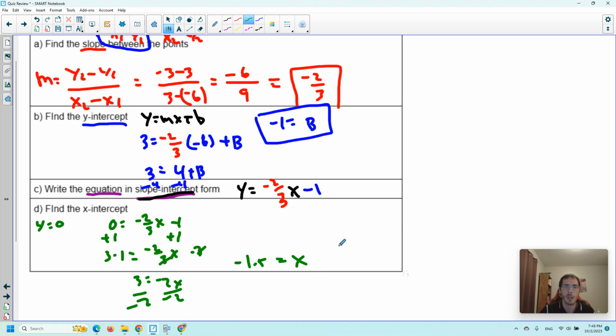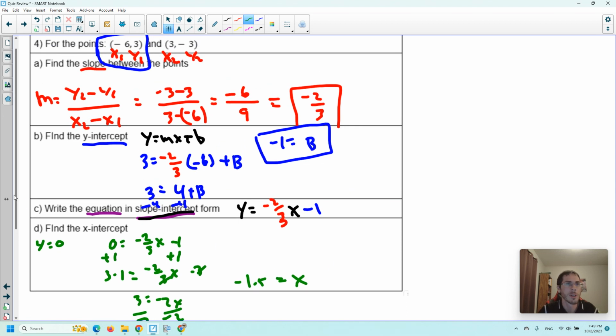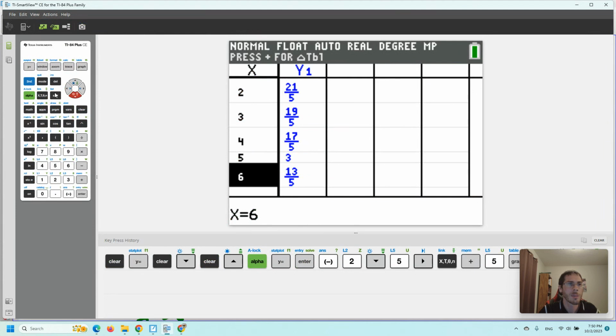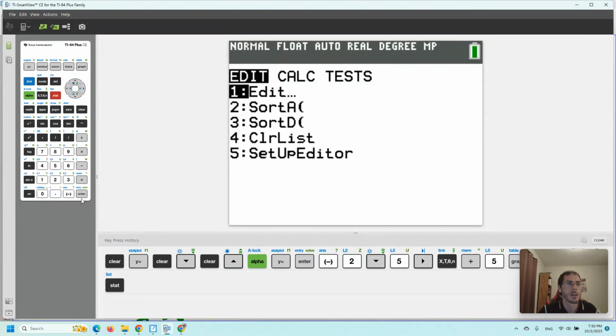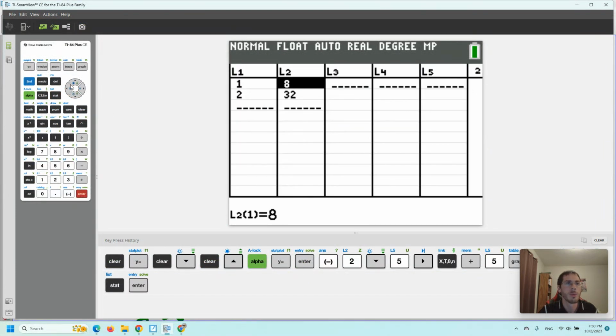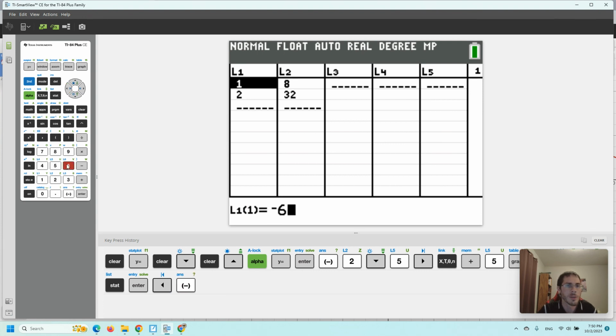And again, it might be handy to try and figure this out using my calculator. So I got my 2 points here. In the graphing calculator, I'm going to go to the stat menu. I'm going to press enter to do edit, and I'm going to put in my 2 points. These are not my 2 points. My 2 points are negative 6, comma 3. So negative 6. And then the other y coordinate is 3.